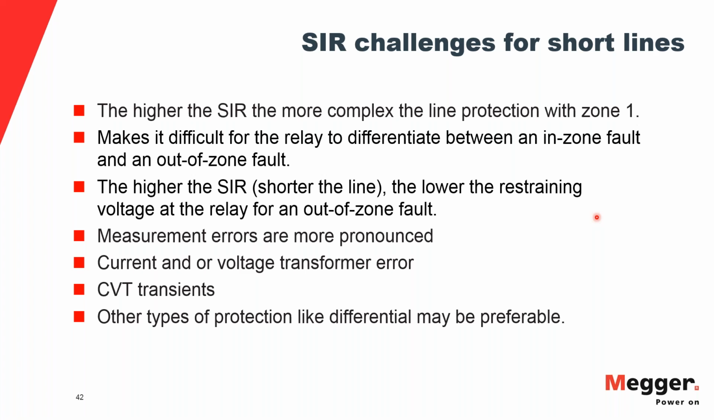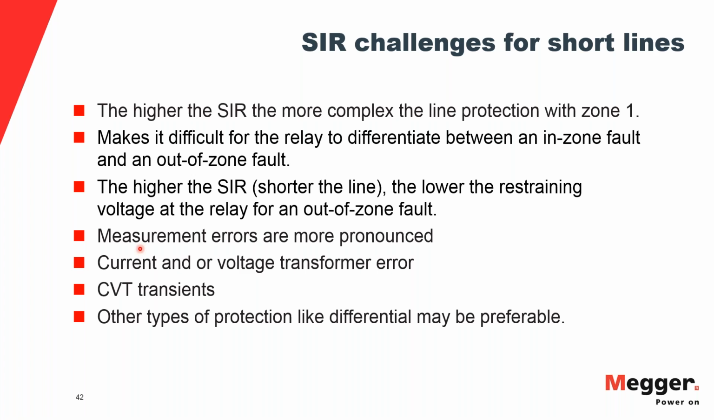So the problem that we were talking about for short lines is that the higher the ZIR, the more complex the line protection is going to be with zone 1. Because the higher the ZIR, the faster the voltage is going to collapse. So it's going to make it very difficult for the relay to differentiate between faults that are actually in the zone or out of the zone. And then the measurement errors are going to be more pronounced. And then you're going to have higher current and voltage transformer errors, etc.